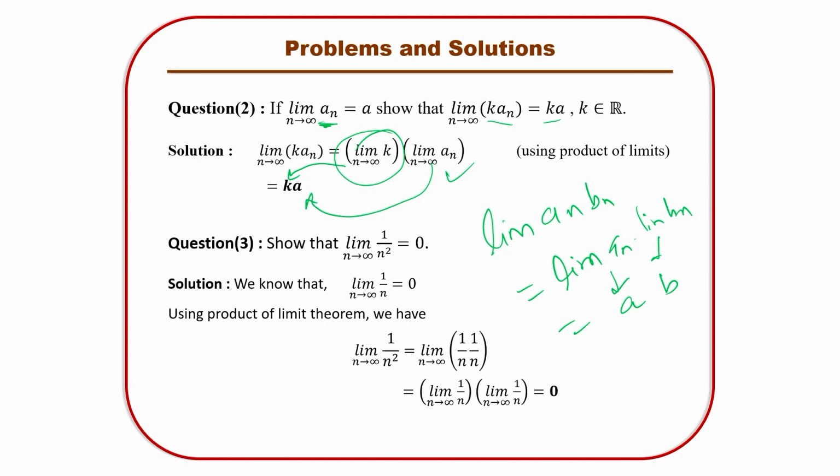Third one, based on the above one, can you show that limit of 1 by n squared tends to 0? That's the question. We already know that the sequence 1 by n converges to 0, so it has a limit point 0. Therefore 1 by n squared can be written with the help of the algebra of the product of limits: limit as n tends to infinity of 1 by n into 1 by n is the product of the individual limits, limit 1 by n times limit 1 by n. Since these are in a limiting case, its answer is 0.